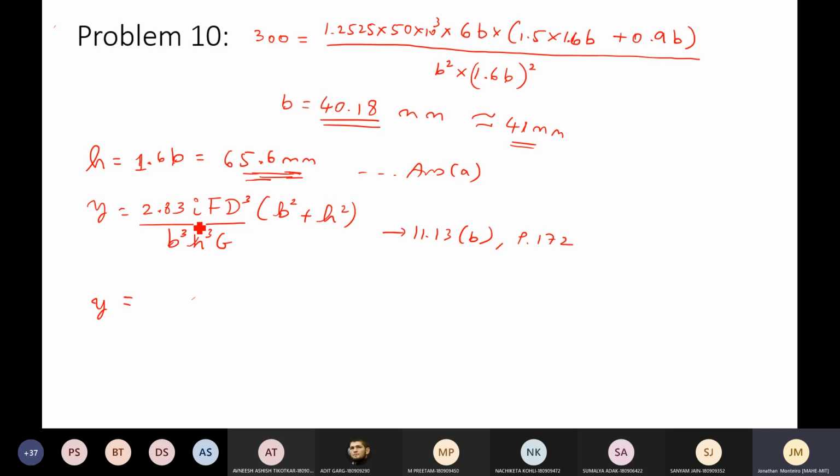So 2.83. How many coils were there? Yeah, 4 coils, I is 4. It was given in the problem. So 2.83 into 4 into the load on each, which is 50, multiplied by D. D you can find out here. D is 6 times b. So 6 into 41, 246.